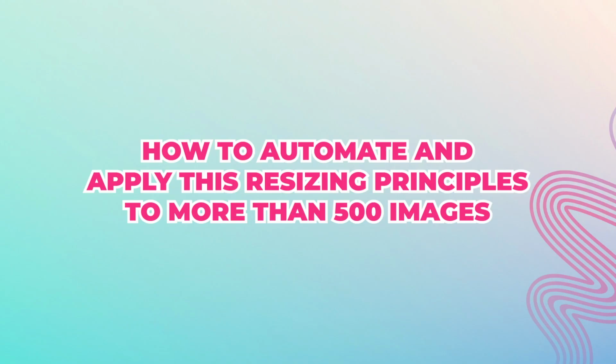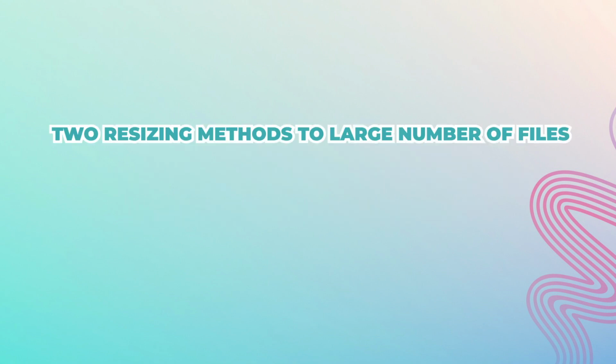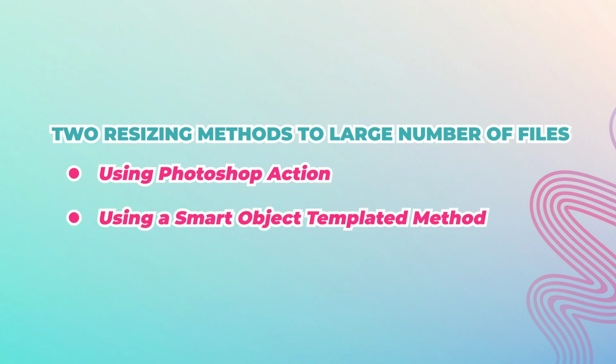Now, let us take a look how we are going to automate this and apply this resizing principles to more than 500 images. There are 2 methods to apply this resizing principle into a large number of files. Method 1 is using Photoshop Action and method 2 is using a Smart Object Templated method. I'll show you both the methods. At the end, you decide which one is more appropriate for your use case.